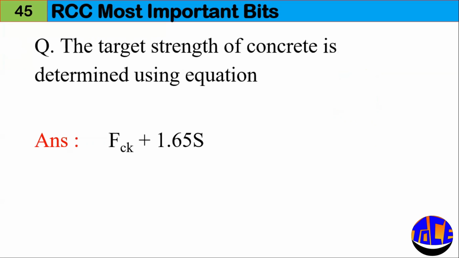Question number 45. The target strength of concrete is determined using the equation fck plus 1.65 times the standard deviation. This is the target strength of concrete.